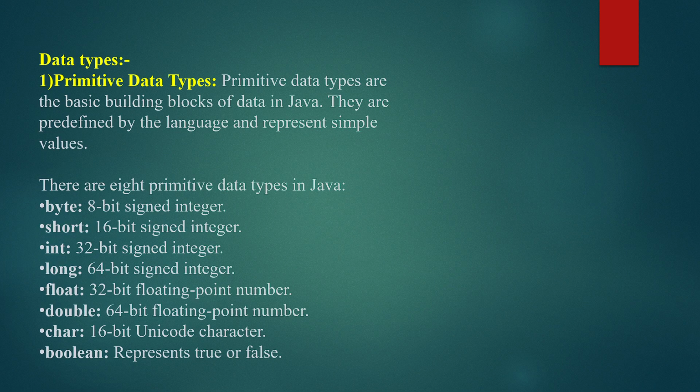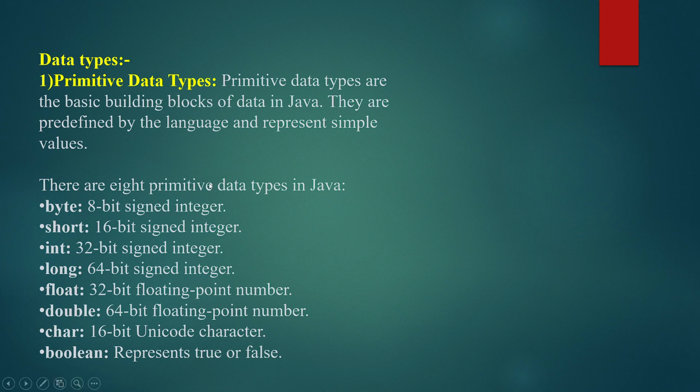Data types. What is meant by data types? Data types is nothing but the type of data which we assign to our variables. There are mainly two types of data types: primitive data types and non-primitive data types. Primitive data types are the basic building blocks of data in Java. They are predefined by the language and represented in simple values. The primitive data types are predefined.